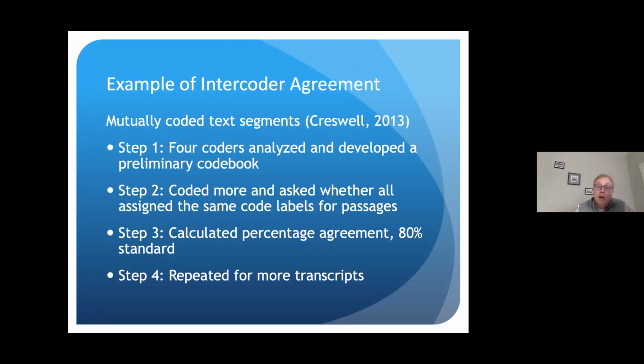So one example here, 4 different coders analyzed and developed a preliminary code book. They then coded independently and asked whether all have assigned the same code label for specific passages of text, specific segments of text. So the software, again, can do this for you. If you have the same transcript and people are using the same code book, it can calculate instances of agreement.